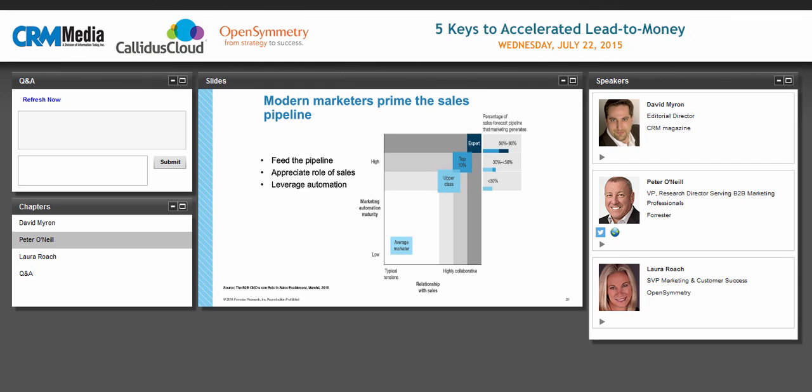So what we've discovered in our analysis is that the really strong marketers are actually, in the meantime, now contributing more than 50% of the sales pipeline. And that changes the whole organization. Sales appreciate and realize what marketing is doing with them.